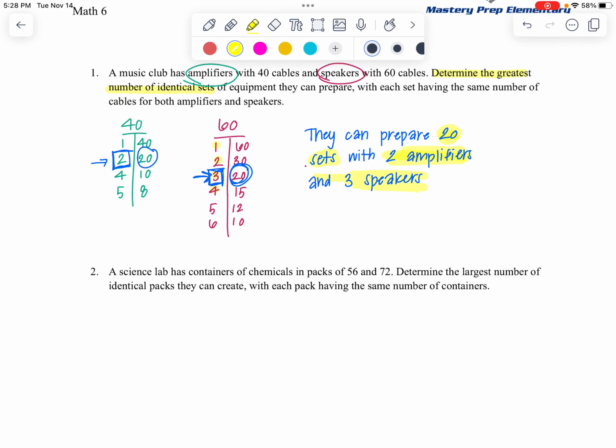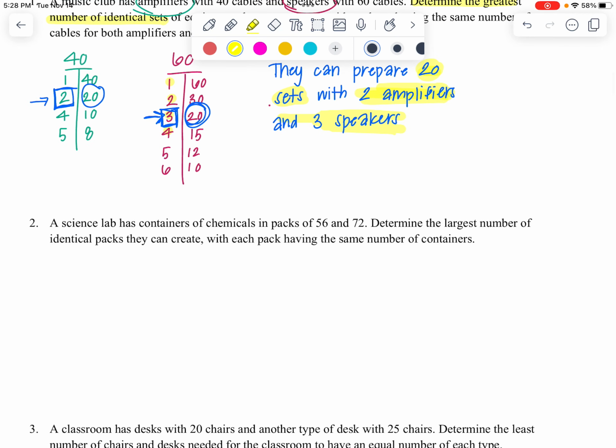Let's look at question 2. A science lab has containers of chemicals in packs of 56 and 72. Determine the largest number of identical packs they can create, with each pack having the same number of containers. Once again, in this question, we're taking 2 chemical groups, 56 chemicals and 72 chemicals, and we're splitting them up into groups. That's a good hint that we're finding the greatest common factor, because factors are numbers that can be multiplied to make a given number. In this case, 56 and 72.